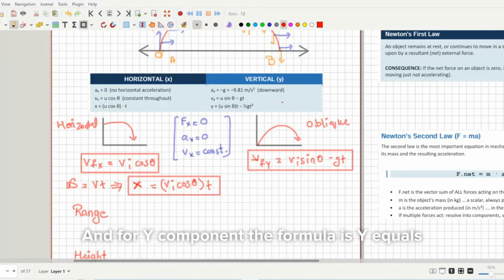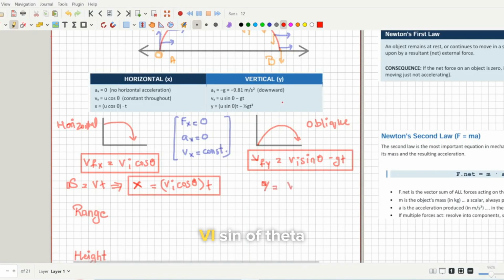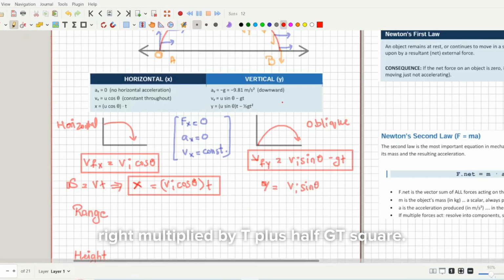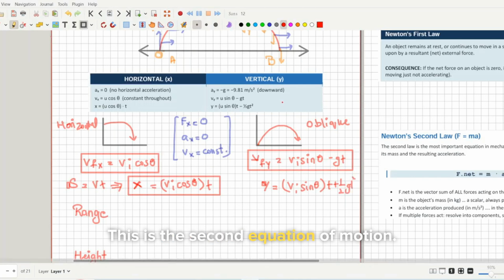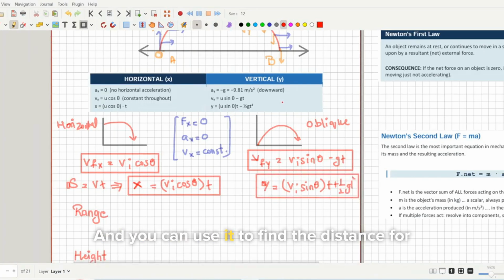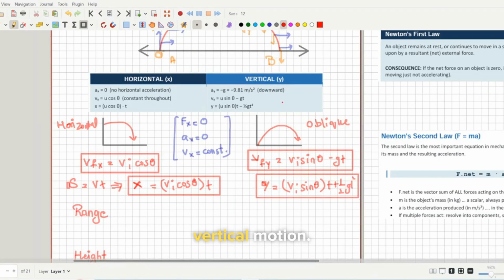And for the y component, the formula is y equals vi sine theta, right, multiplied by t plus half gt squared. This is the second equation of motion, and you can use it to find the distance for vertical motion.